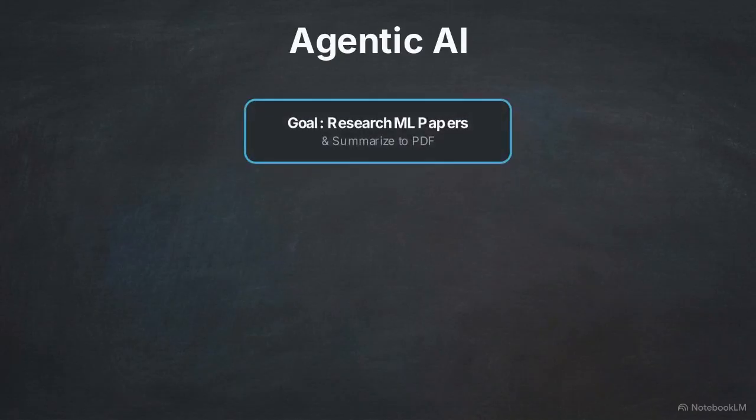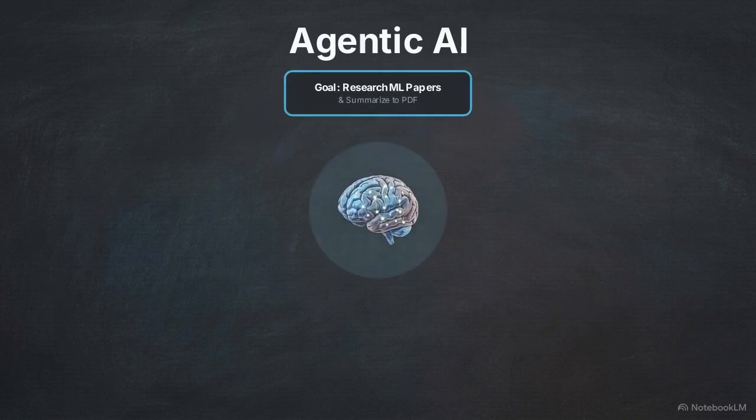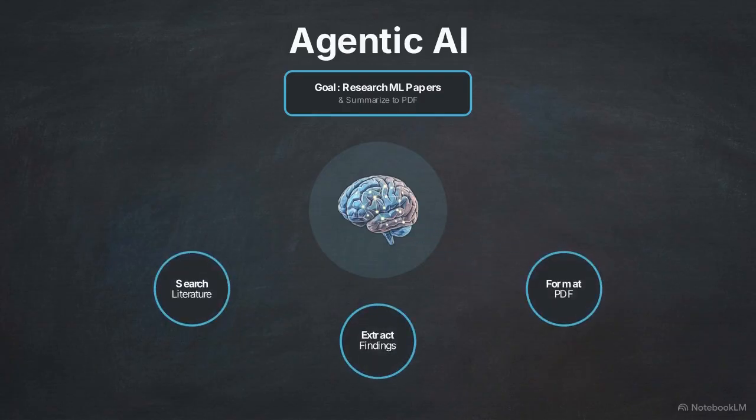To build an agent, you provide the system with a broad goal, like researching the week's top machine learning papers and summarizing them into a PDF. At the core of this system is a large language model acting as the brain. A large language model is an artificial intelligence program trained on vast amounts of text to understand and generate human language. This central brain receives the broad goal and independently breaks it down into smaller, actionable tasks.